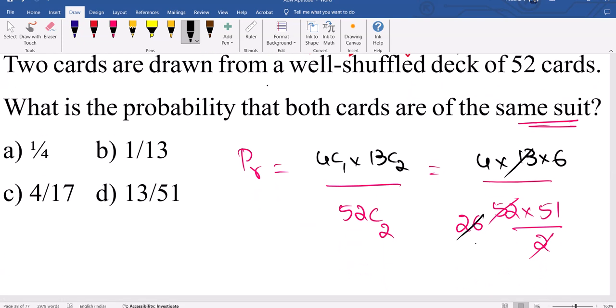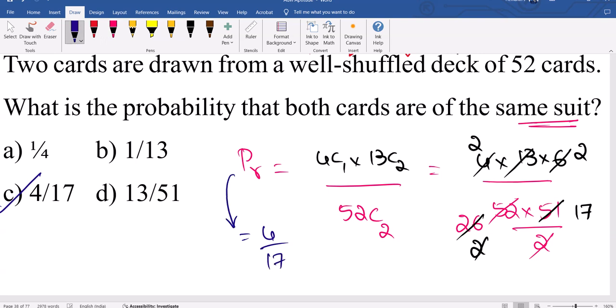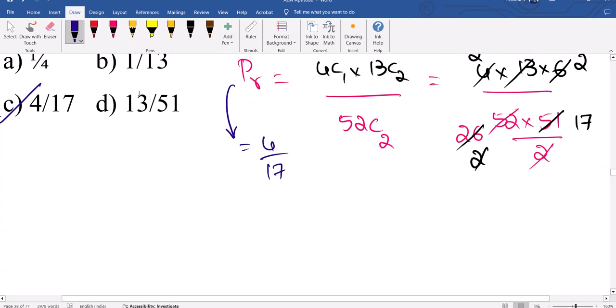Or okay, we'll cancel. It's 12 divided by 51. In fact, 3 2 times, 3 17 times. So 4 divided by 17, option C. 4 upon 17. Sometimes they'll give the options as 4C1 into 13C2 divided by 52C2. It all depends, but be ready to do the calculations. NC2 is nothing but n into n minus 1 divided by 2.